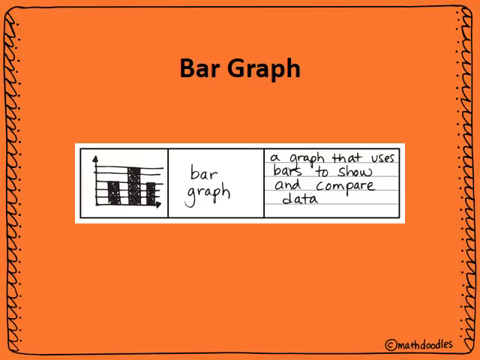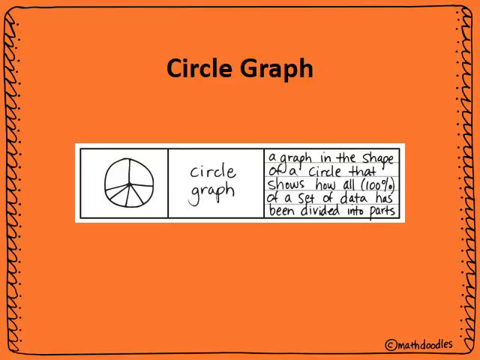Our next graph is a bar graph. You're probably very familiar with these. It's a graph that uses bars to show and compare data. So a bar graph you're going to use when you want to compare something. So if you're comparing the number of scholars in each pod, then you would want to use a bar graph to show that. On a circle graph or pie chart, you should add up to 100%.